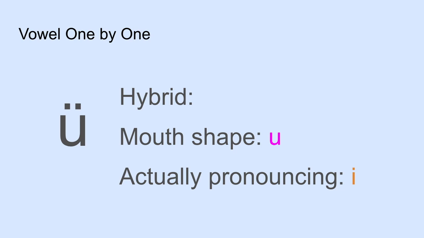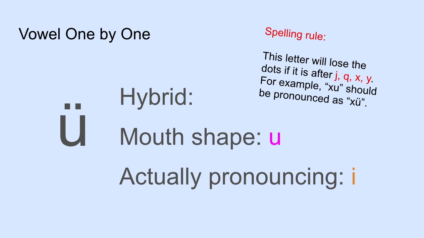German, French, Swedish, a lot of languages have this sound. And there's a spelling rule associated with this sound. This letter will lose the dots if it is after J, Q, X, Y. For example, X, U should be pronounced as X, E. We will learn how to pronounce these consonants in the next episode.